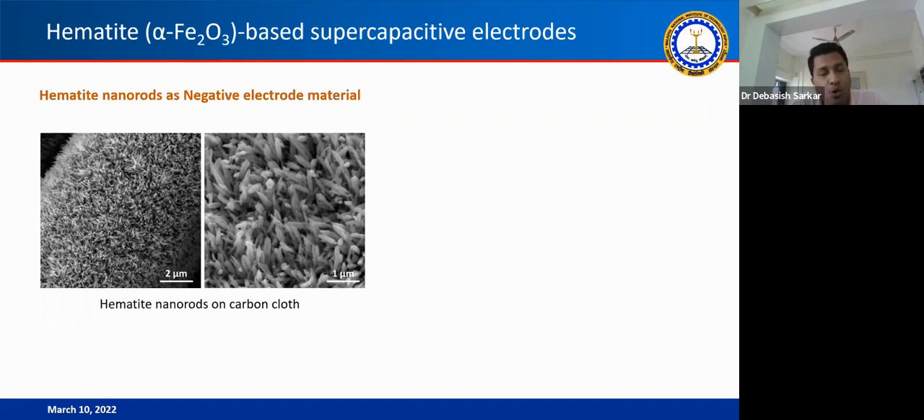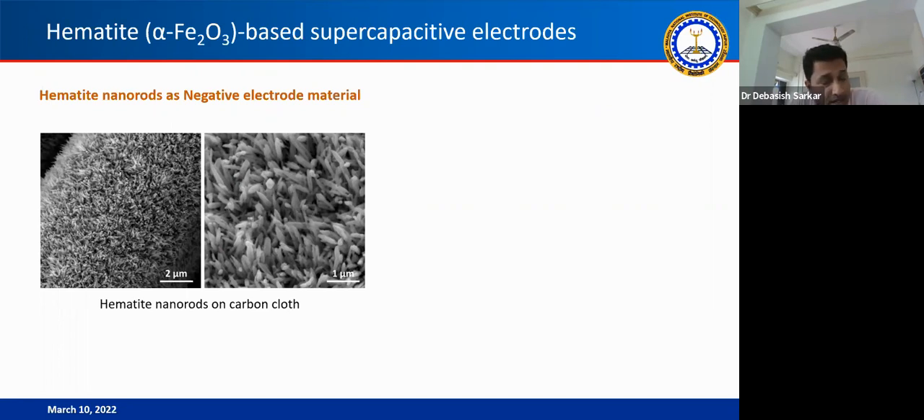In case of iron oxide, iron is in 3+ state. So when it charges or discharges, the oxidation state moves from 2 to 3. So it has a good redox activity, good electronic conductivity, I think much better than manganese oxide, and it is an earth abundant material. So we can use iron oxide as the electroactive material. So what we did, we prepared hematite nanorods, that means iron oxide nanorods, on different substrates.